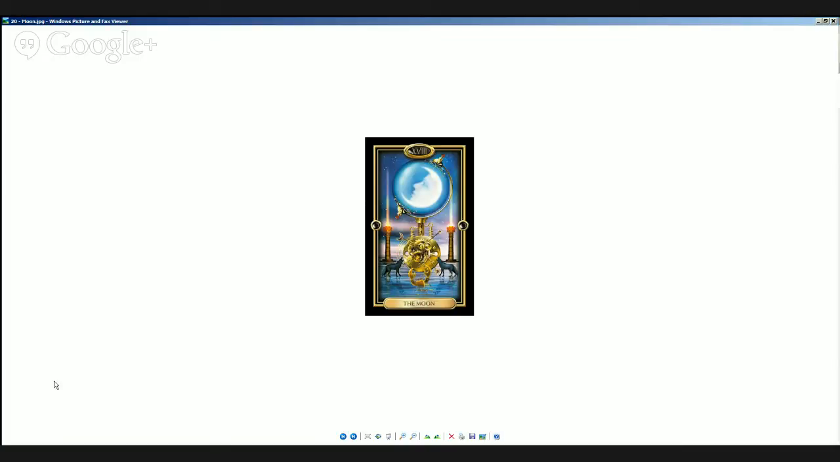The moon represents dreams, good dreams and bad dreams, monsters that come from the depths, the mechanics of life. So, yeah, that's basically what it represents.